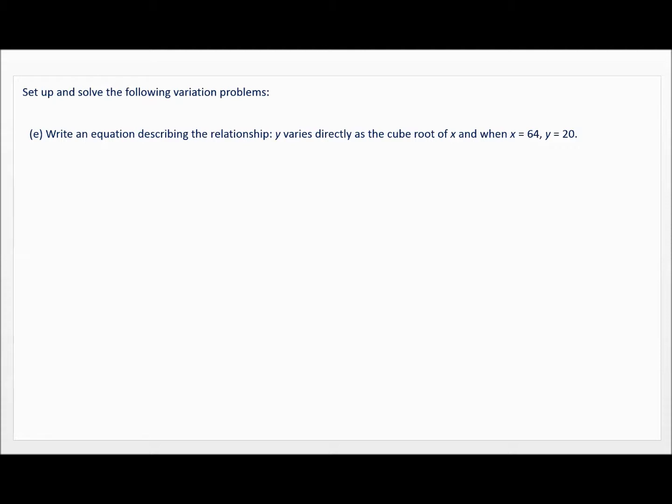So you're back. That was fast. Write an equation describing the relationship. So y varies directly as the cube root of x. That's where I've got to start. So I write y equals, that's my y equals, always k. That's where you start. Because it says varies directly, that means I multiply by the cube root of x. Y'all know what that is. That's the cube root of x, right?